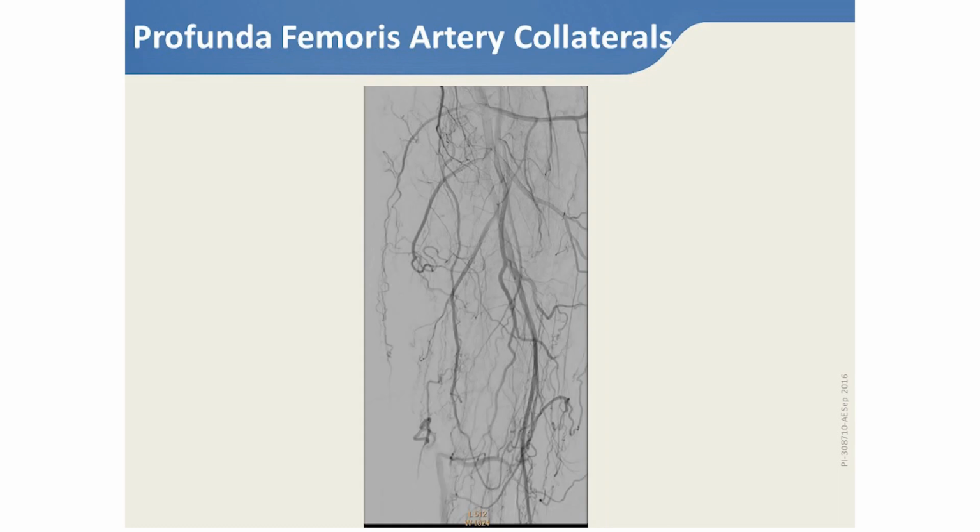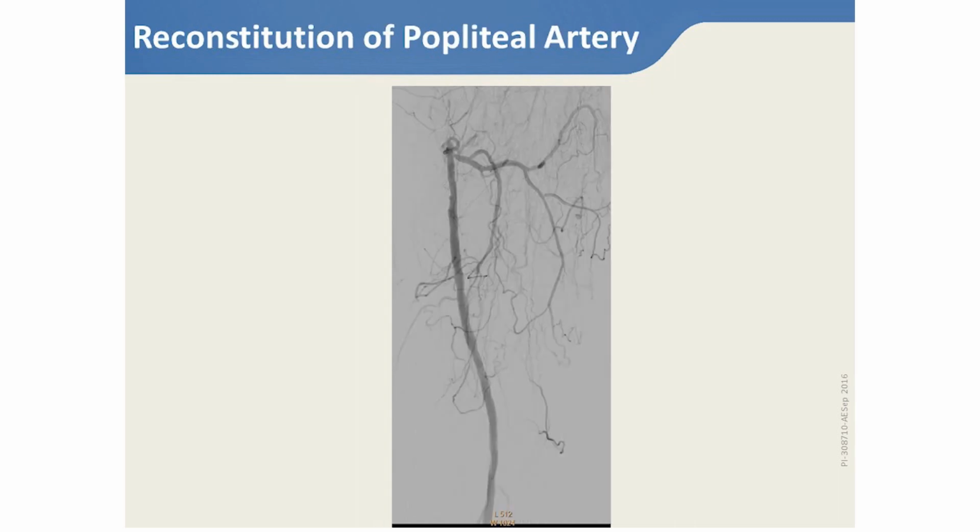These are collaterals of the profunda femoris artery, which are then reconstructing above knee segment of popliteal artery visible in the lower part of that photograph. After recanalization, which is subintimal, the artery is predilated with the balloon and new lumen is created, and this picture shows clearly flow through the recanalized, previously chronically occluded superficial femoral artery.